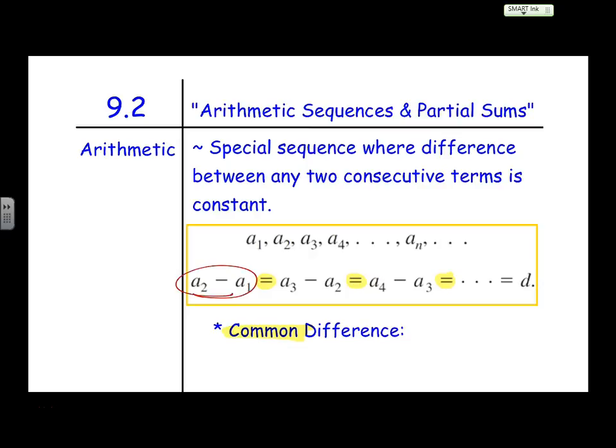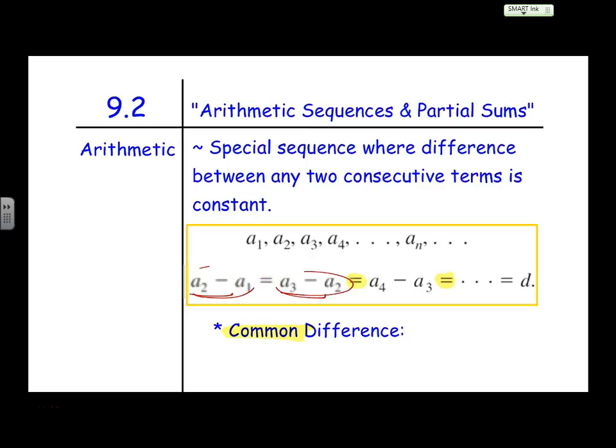Yeah, a second from a first, a third from a second. Aren't they subtracting consecutive terms? The latter minus the former. So whenever you subtract a previous term from a current term, the difference should be the same.